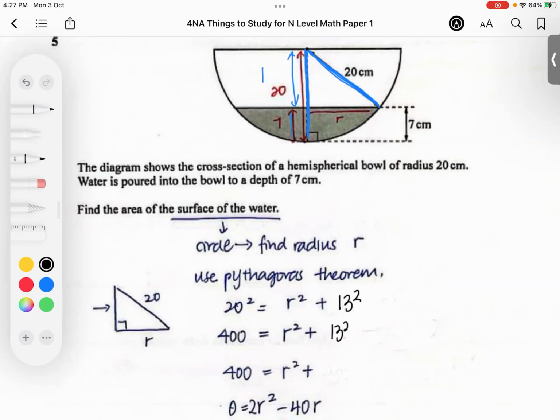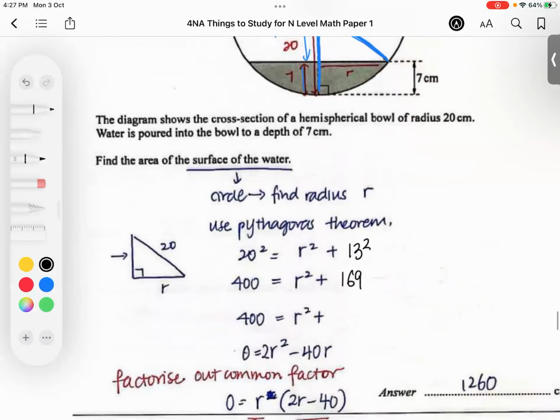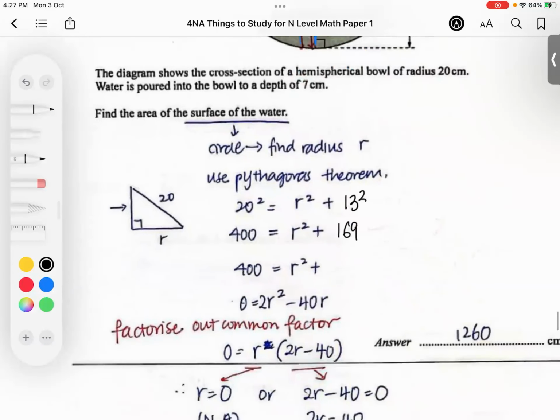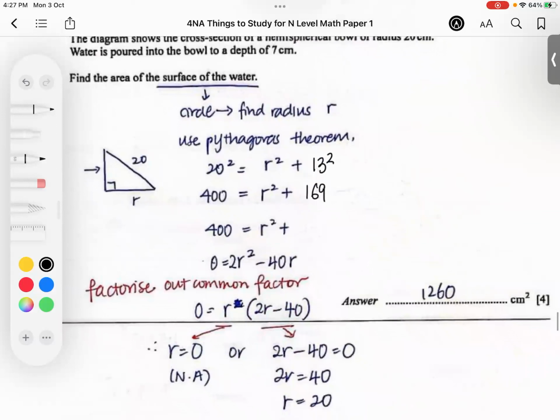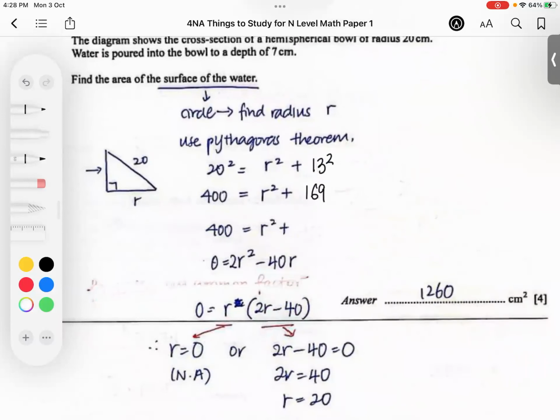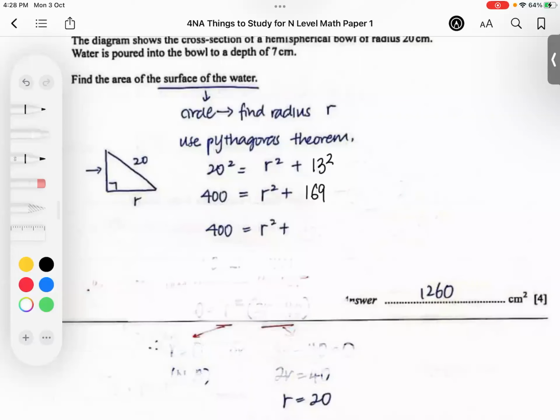13 squared is 169. So 400 minus 169. I don't even need to factorize. This whole thing is all wrong. I went to do a quadratic equation because I thought it was unknown for the radius. So the whole part is wrong. Please don't use this answer.